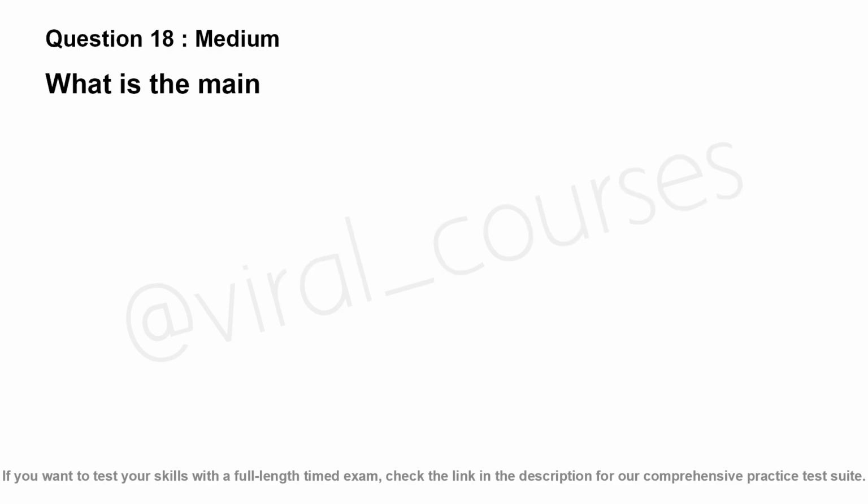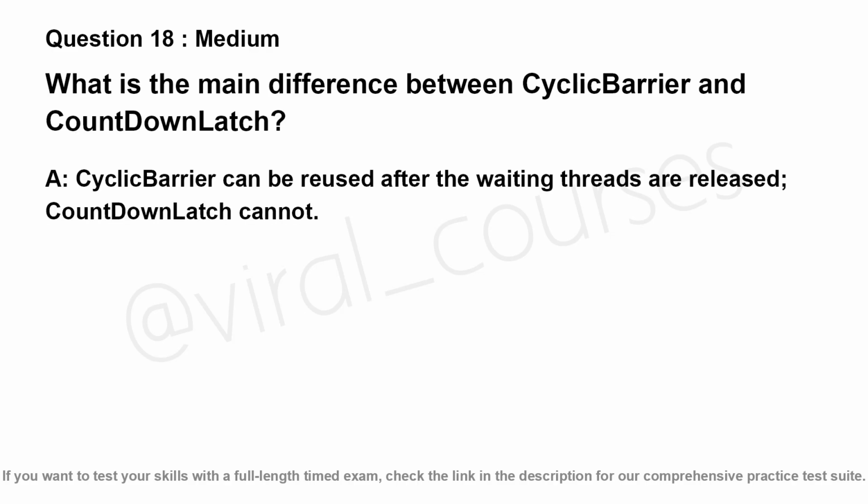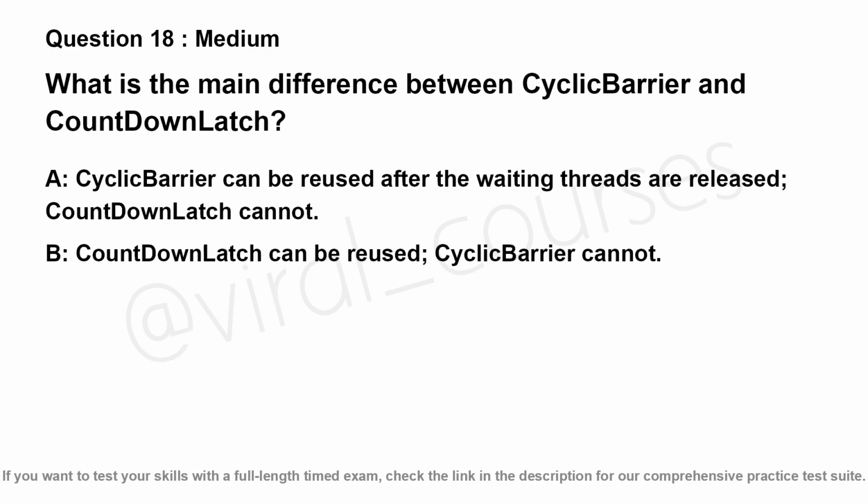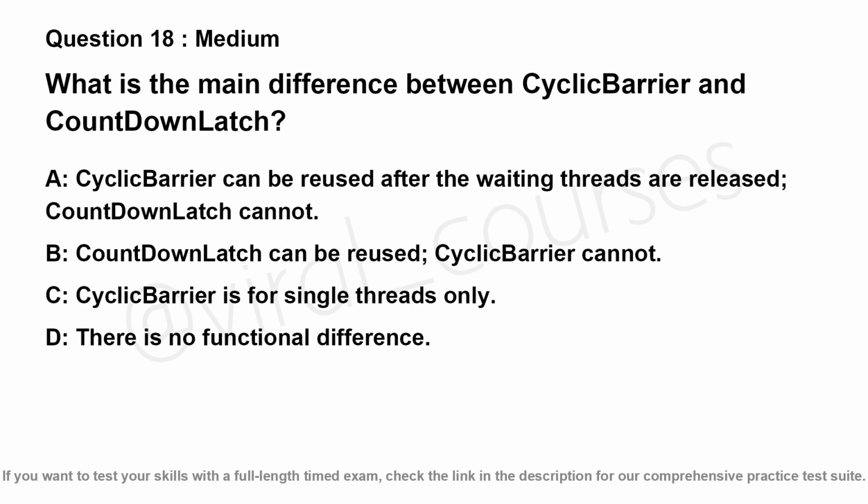What is the main difference between cyclic barrier and countdown latch? Option A. Cyclic barrier can be reused after the waiting threads are released. Countdown latch cannot. Option B. Countdown latch can be reused. Cyclic barrier cannot. Option C. Cyclic barrier is for single threads only. Option D. There is no functional difference.